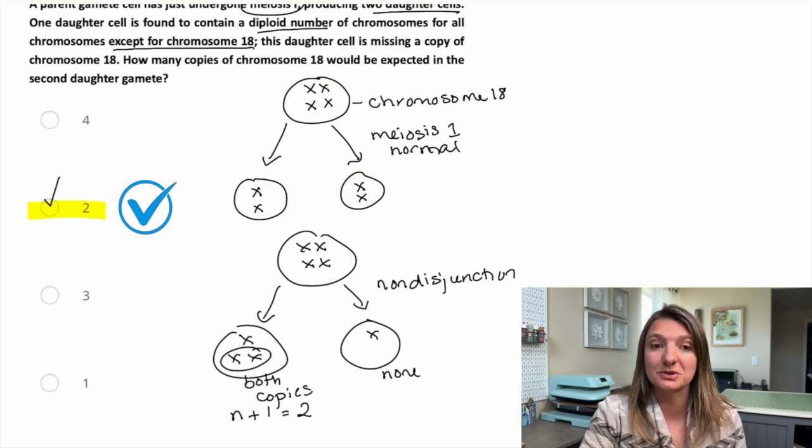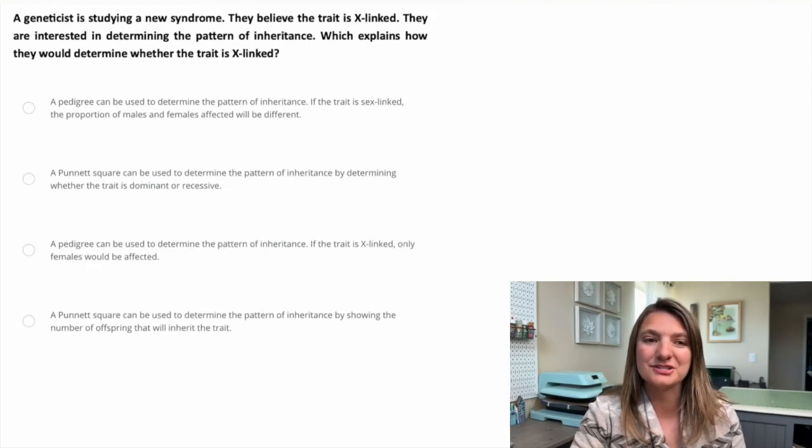B is 2. Okay, final question. A geneticist is studying a new syndrome. They believe the trait is X-linked. They are interested in determining the pattern of inheritance. That's going to be key there, which explains how they would determine whether the trait is X-linked.